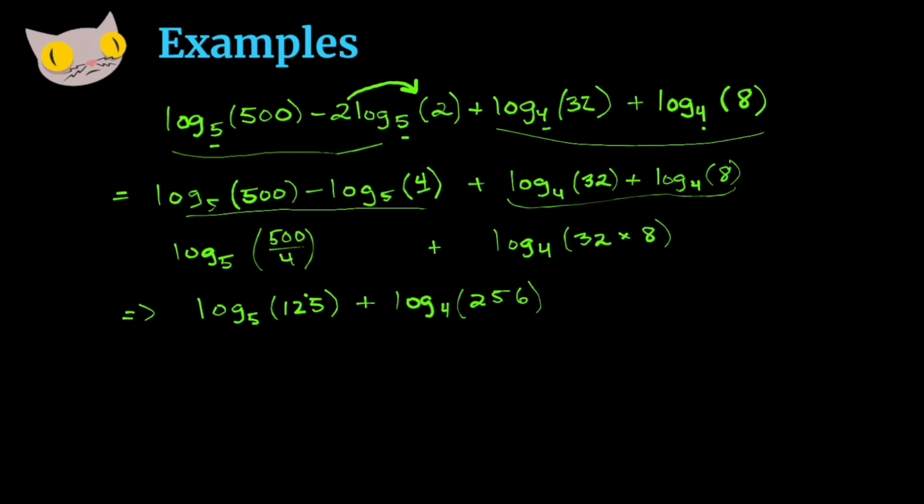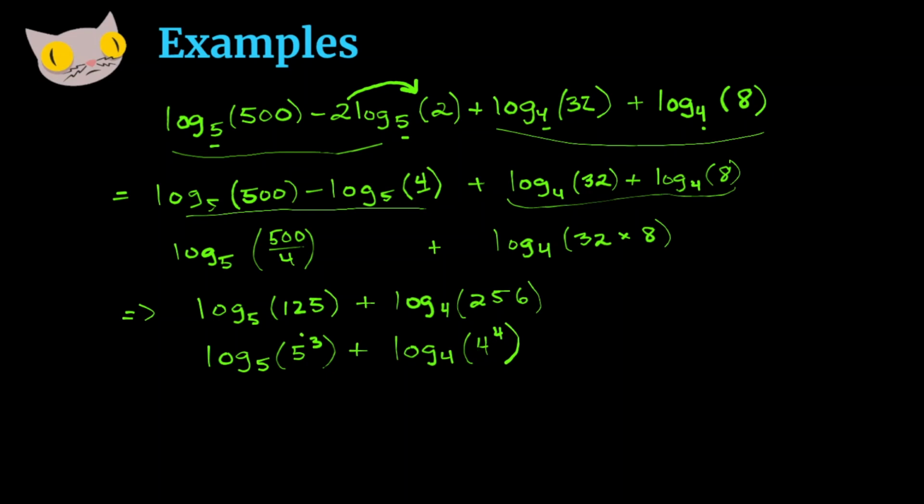Now, can 125 be written as an exponent of base 5? Sure, that's going to be log base 5 of 5 to the 3rd power. Now what about here? Can 256 be written as an exponent of base 4? Yeah, it can be written as 4 to the 4th power. 4 to the 4th power is 256.